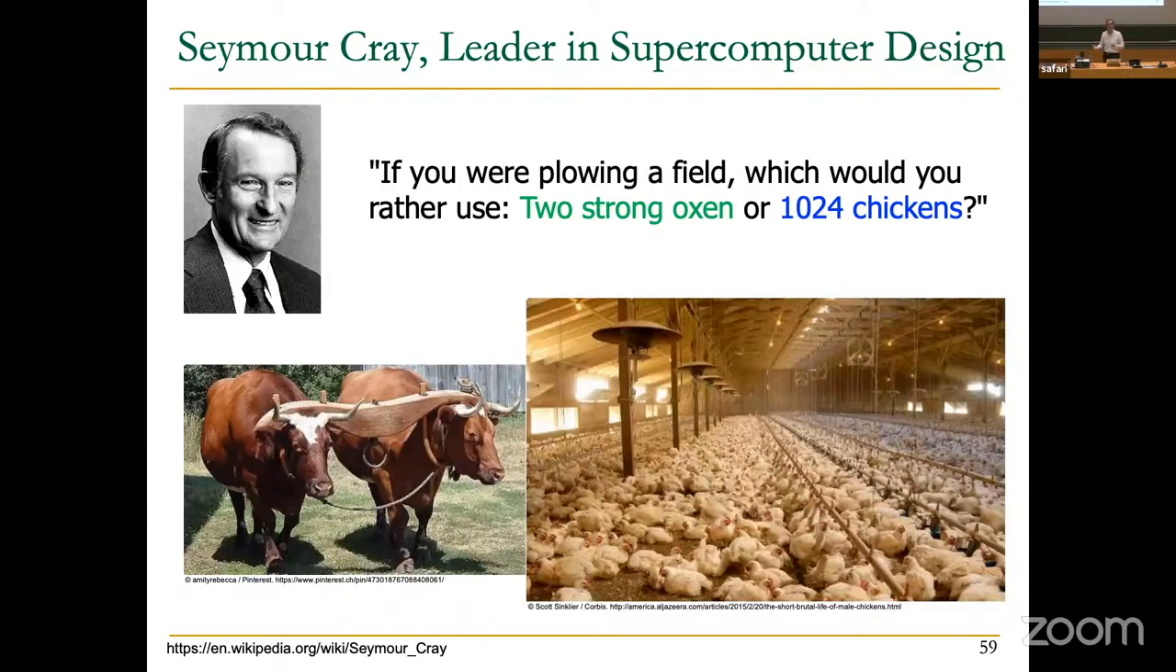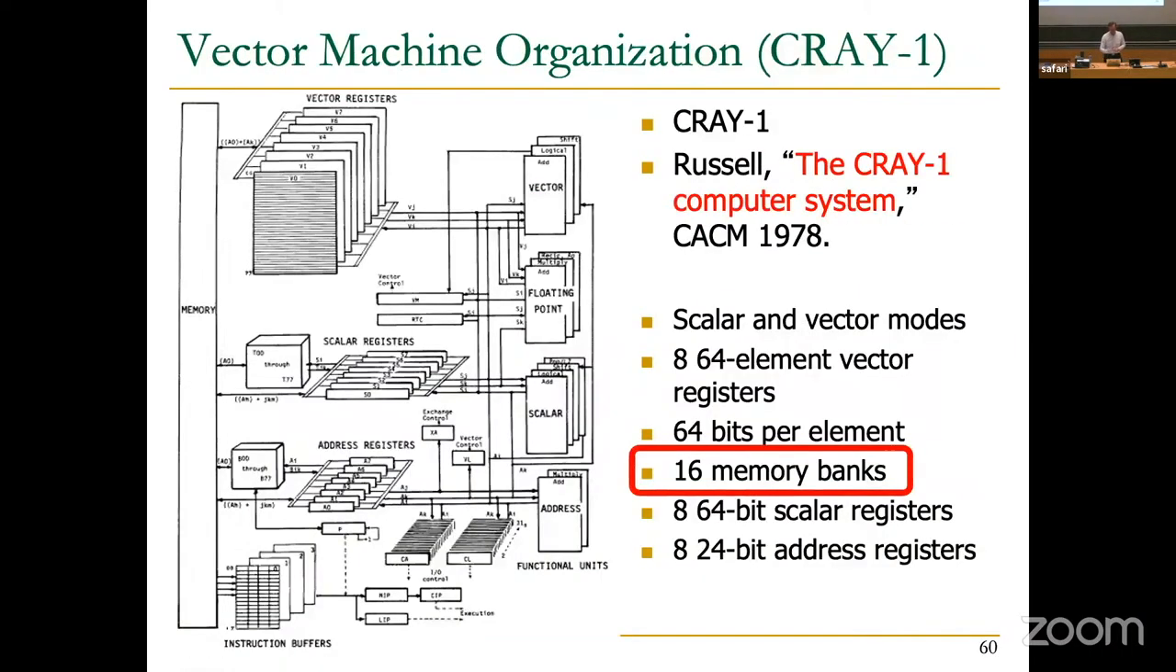So it's good to think about this picture when you have a problem at hand, right? What kind of processor do you use? Vector processors try to do this, and heavy out-of-order superscalar processors may be trying to do this, right? Anyway, Seymour Cray was a smart person, or the designers of early supercomputers were smart people, so they actually designed both. They wanted to have both chickens as well as the strong oxen.